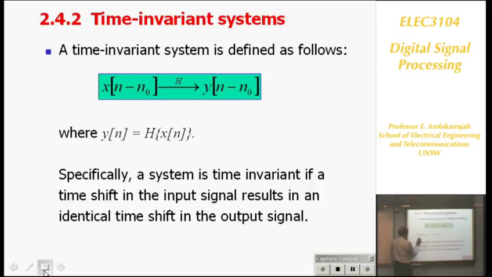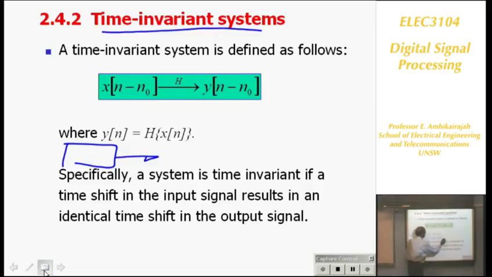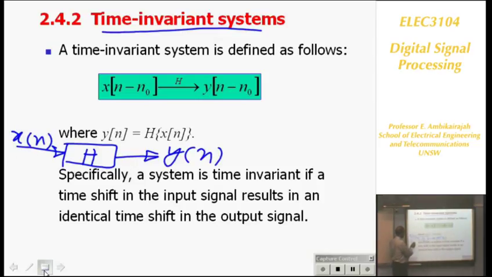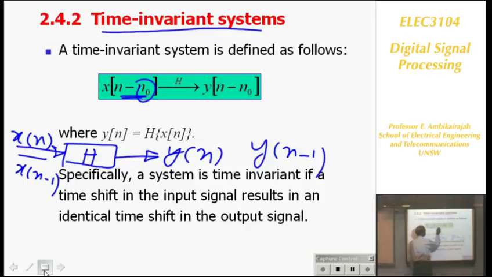It's like this, simply. Here is a system. Here is my input, x[n]. This is my system, and this is my output, y[n]. If I delay my input by x[n-1], my output also should be delayed as y[n-1]. Same delay. That's called time invariant. So if you delay the input by n0 samples, pass it through the system, the output is also delayed by n0 samples. That is called a time invariant system.